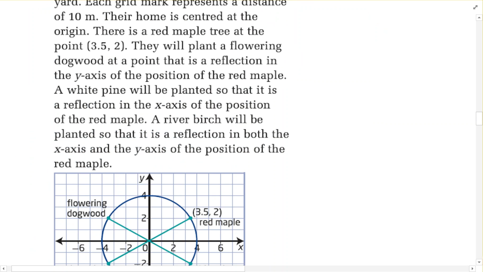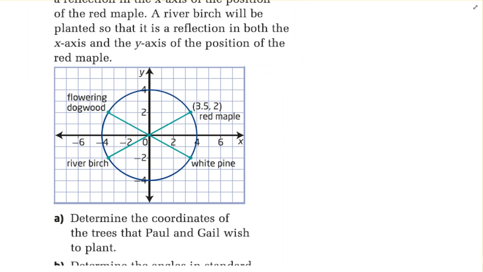Okay, so this one now. Part A says, determine the coordinates of the trees that Paul and Gail wish to plant. So I'm just going to write it right on here. Well, if this coordinate is 3.5 and 2, this one over here would be just negative 3.5 and 2, right? Because this is the x coordinate, this is the y coordinate, right? This one down here would be negative 3.5 as well, but then it's down now, so it's going to be negative 2. This one is going to be positive 3.5, and it's down, so negative 2.